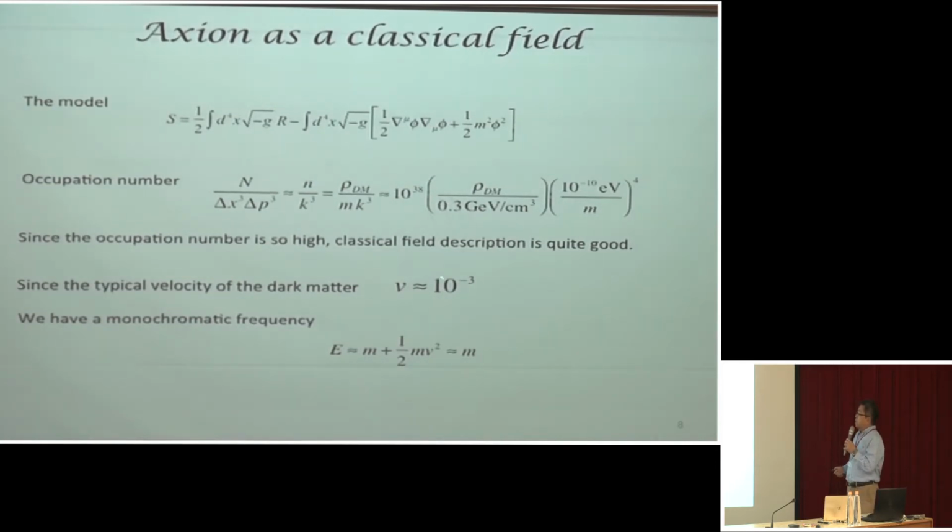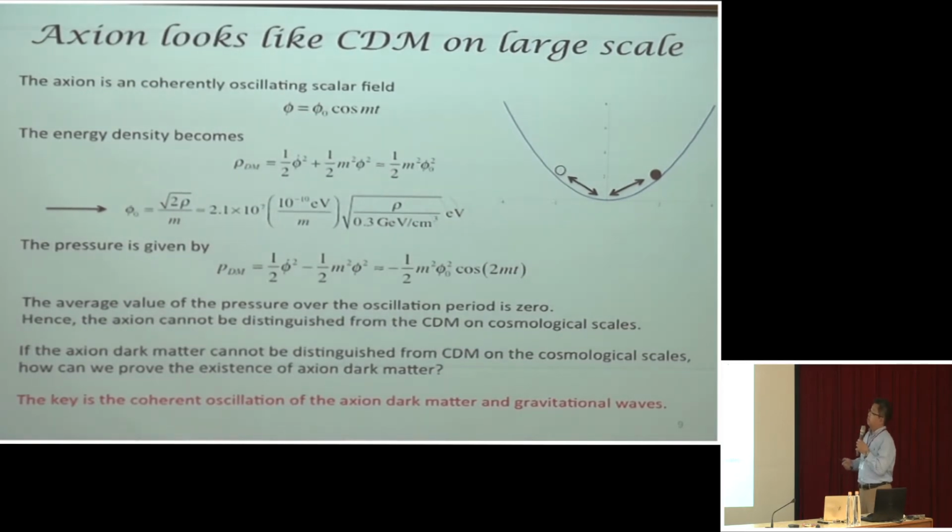And because the typical velocity of dark matter is 10 to the minus 3, you can see that we have the monochromatic frequency for the axion. Then we can describe the axion by a coherently oscillating scalar field. Here, phi 0 is the amplitude of the oscillation. So the axion is oscillating with the frequency given by the mass of the axion.